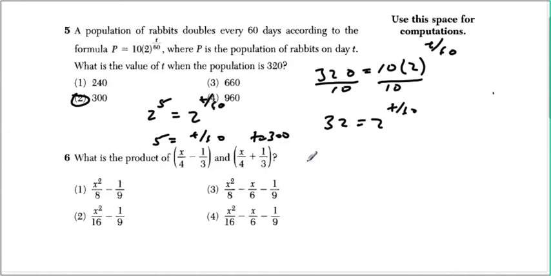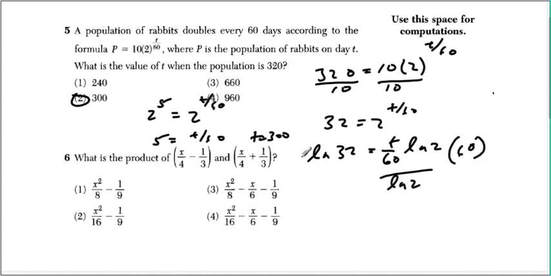Alright, or we can do ln 32 equals t over 60 ln 2. Divide by ln 2 and then multiply by 60. And you're still going to end up with the same answer.